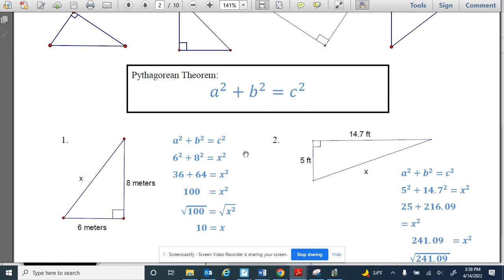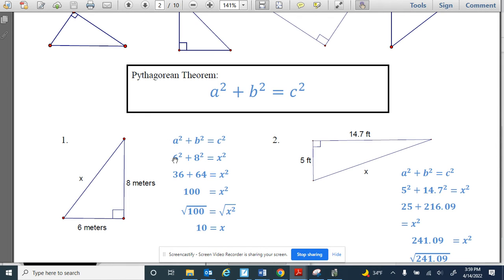And so down here, I can go ahead and look at a right triangle. 6, 8, and x. The hypotenuse I know is always opposite the right angle. So here's the right angle. So here's the hypotenuse, x. So what we do is we take these two small legs, the 6 and the 8. What we're going to do is square them, add them together. So 6 squared plus 8 squared. And that's going to equal our hypotenuse squared, x squared.